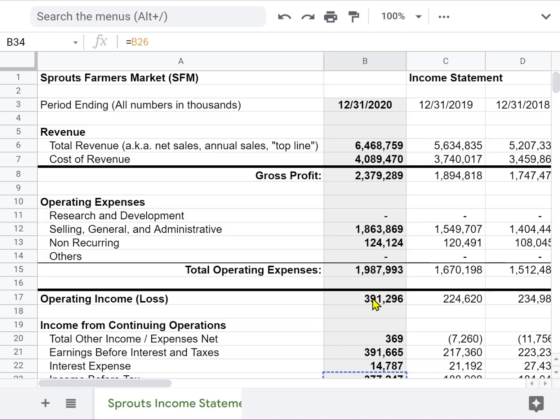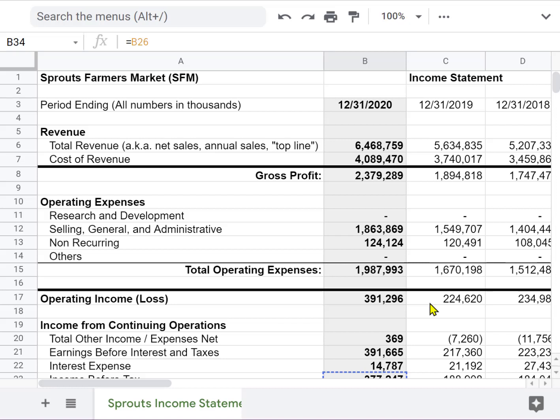391,296. That's the operating profit, operating income. If it were a loss, it'd be in parentheses. And we divide that by 6,468,759, and we get 0.0605 or 6.05%. That makes a whole lot more sense. I was thinking that number looked way too high.